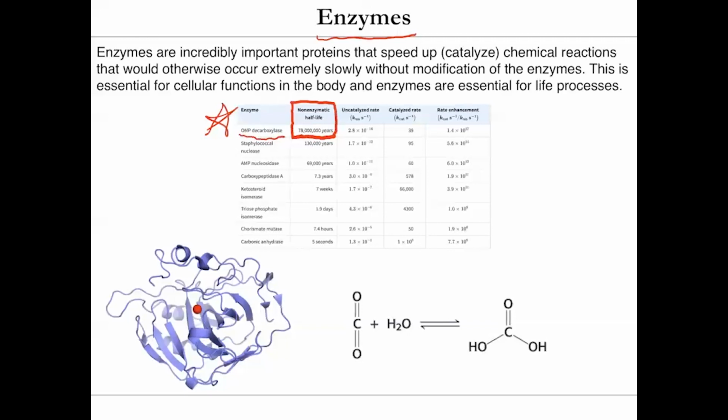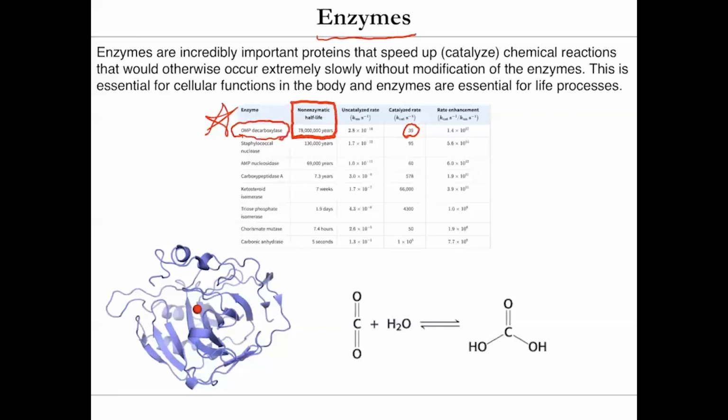So that basically means that if you took those two chemicals, put them in a solution, it would take that chemical reaction 78 million years to occur. When you add this enzyme, OMP decarboxylase, now that reaction will occur 39 times in a second. So it does that reaction. It takes it from 78 million years to like 0.1 seconds, basically. So that's what enzymes basically do.